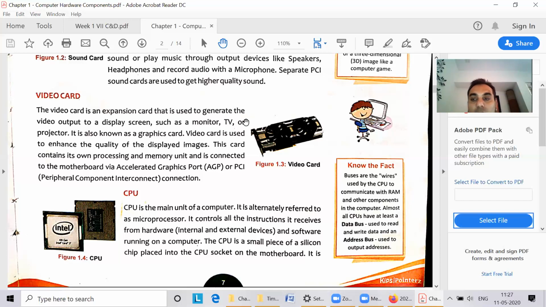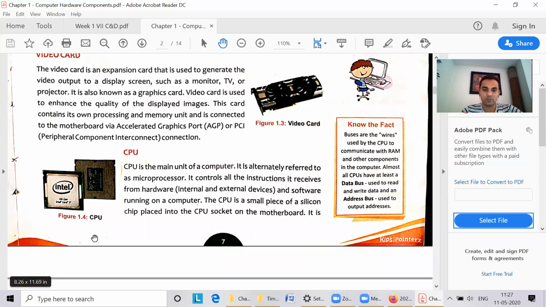CPU. Now, CPU is the main unit of a computer. It is alternately referred to as a microprocessor. It controls all the instructions it receives from hardware, external and internal devices, and software running on a computer. The CPU is a small piece of silicon chip placed on the CPU socket on the motherboard. So what is the CPU? Actually, the main unit of the computer, and sometimes it is called a microprocessor also. What does it do? It controls all the hardware and software of the computer. You can see it is a small piece of silicon chip placed on the CPU socket on the motherboard.